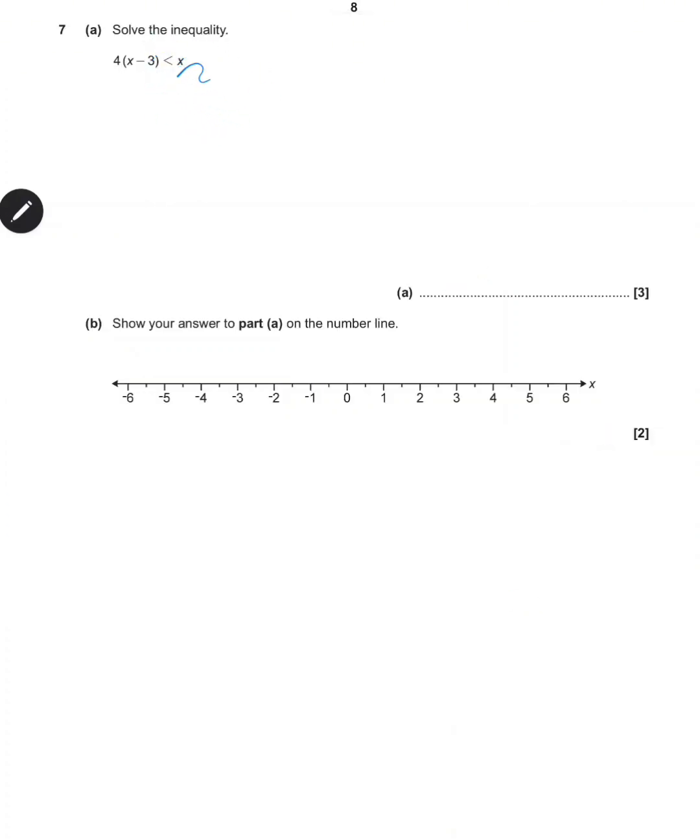Question 7, solving an inequality. Just do exactly the same as you would do if this was an equal sign. If we've got brackets with an equation, we would expand these brackets. So I'm going to do 4 times x, which is 4x. 4 times negative 3 is negative 12. And that is less than x. Now, because I've got x's on both sides, I'm going to just leave them a second. Usually I'd get rid of the smaller x first, but that leaves 0 over here. I know not many people like that.